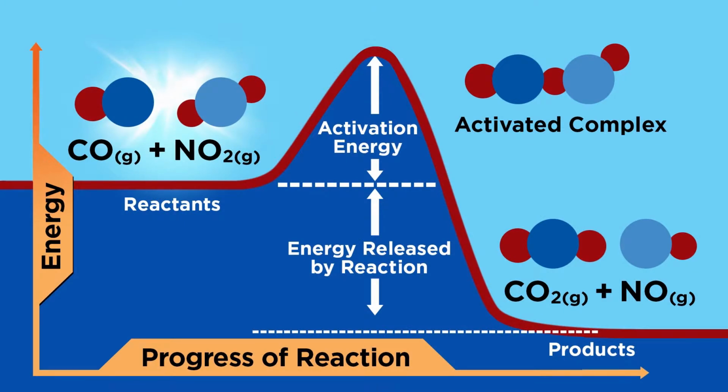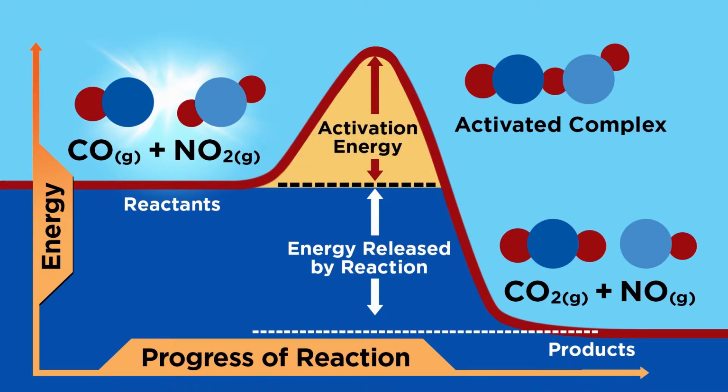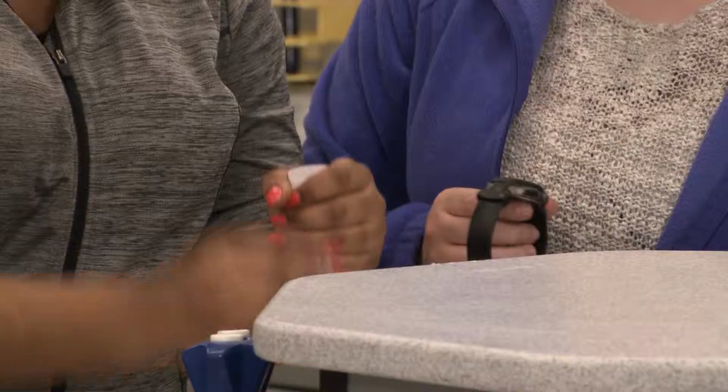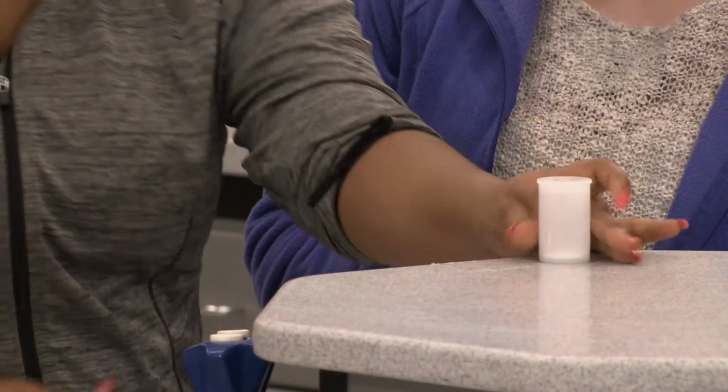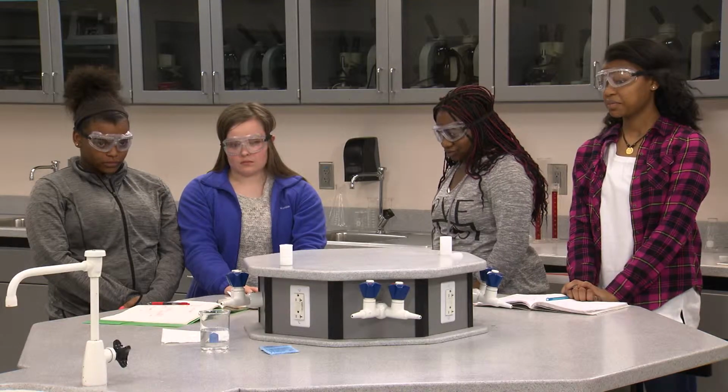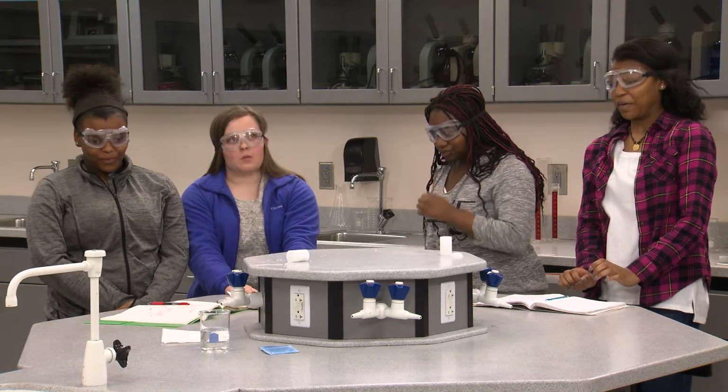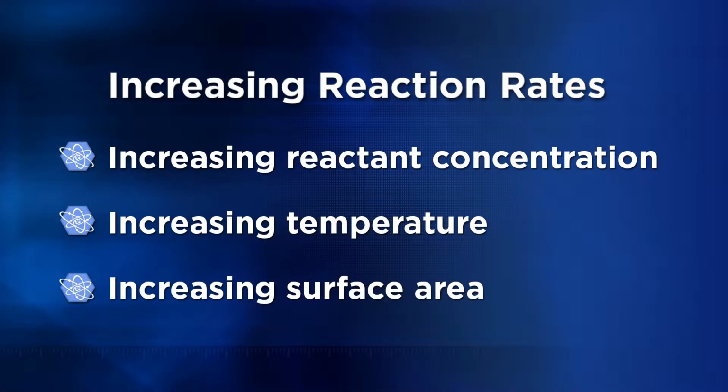A good way to study kinetics is to create a reaction energy diagram, like this one. With this diagram, we can explore factors that affect the speed of chemical reactions. Our students did this during an experiment with Alka-Seltzer tablets and film canisters. We found that reactions can speed up if we add energy, increase the reactant concentration, or increase surface area.